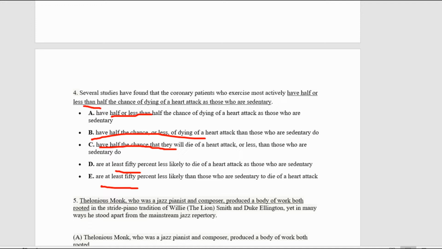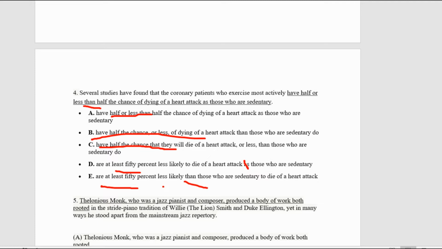Less likely. So who are less likely? We can pay attention to the answer: less likely to die of a heart attack as those who are sedentary. What's the problem with D and E? In D: are less likely than those who are sedentary to die of heart attack. So E is good in this sense because it compares people, 50% less likely, because when we say less likely we use than and not as. Okay, this is the other problem.